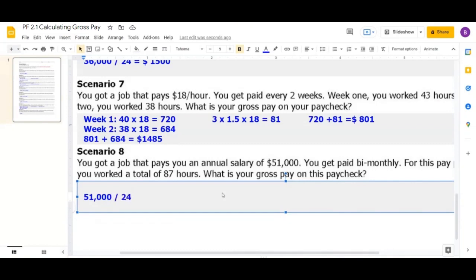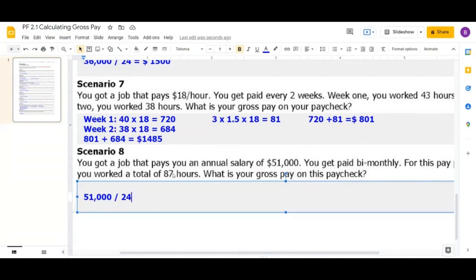So I could try to do something like this, but then how do I incorporate the 87 hours, right? If it's bi-monthly, that's roughly 2 weeks, just slightly more than 2 weeks. Okay, it's possible that I worked more than 40 hours in one of those weeks, maybe in both of those weeks. Okay, so how do I incorporate that overtime pay when I have an annual salary? The answer is I don't.